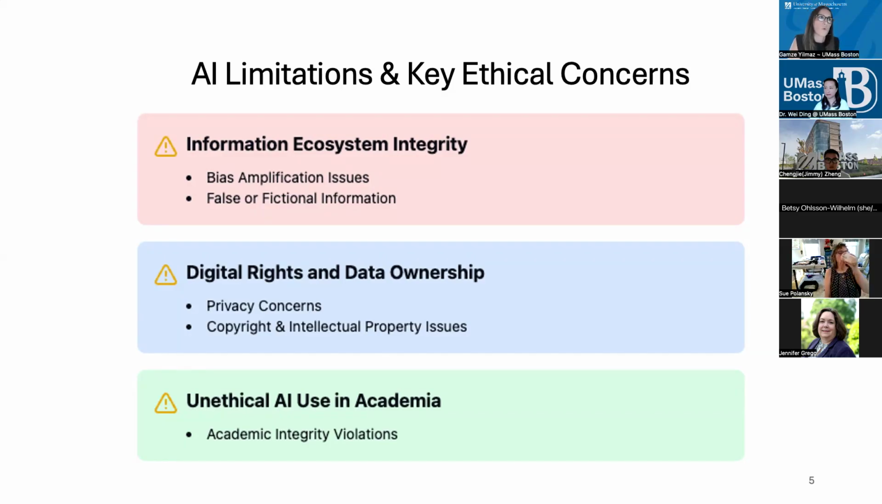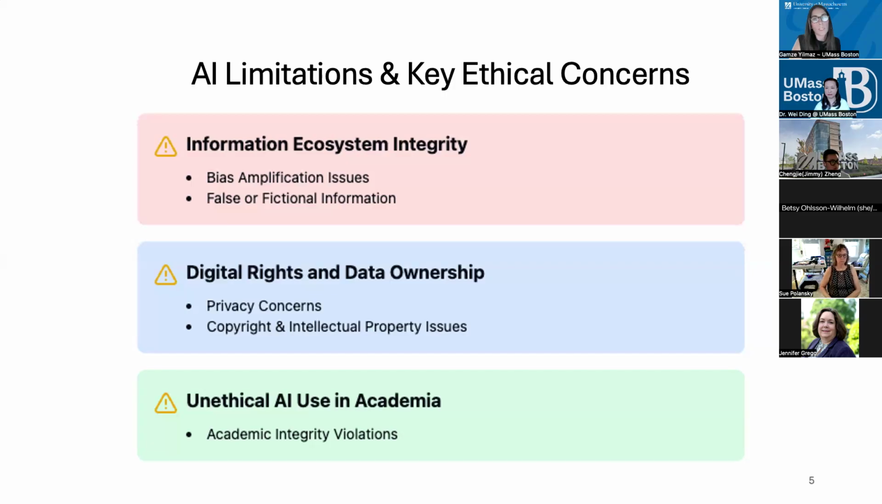The first one is information ecosystem integrity, and bias amplification issues and fictional information are the two sides of the same coin. They both stem from LLM training data and also the lack of true understanding of these models. So as I mentioned before, to train LLM models, we need to use human-generated text data, right? And when we look at this text data out in the world, it's full of societal and cultural biases. It's also full of accurate but also inaccurate information. So whenever we use AI systems, whenever we prompt them to do a task for us, you can assume that they will bring in and a lot of the times accentuate those biases.